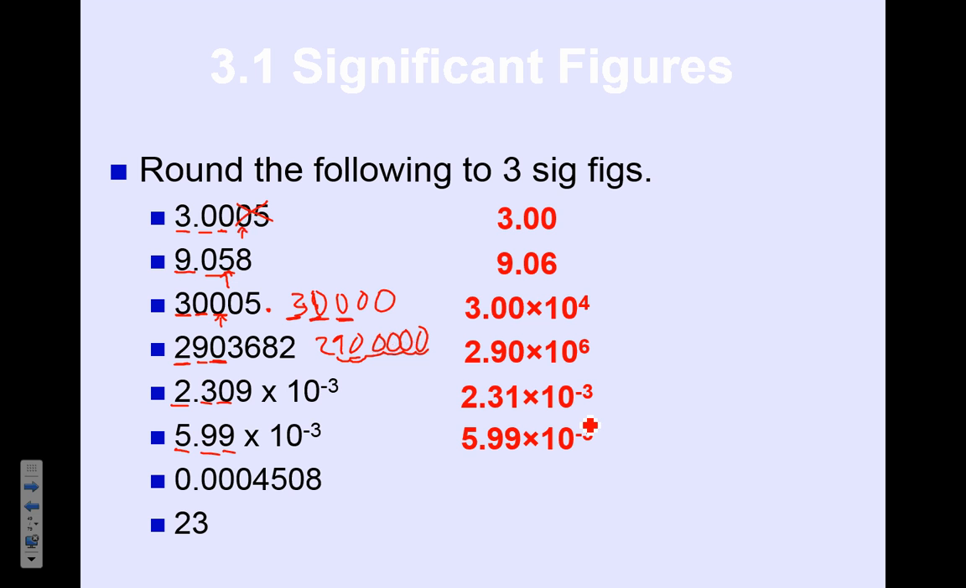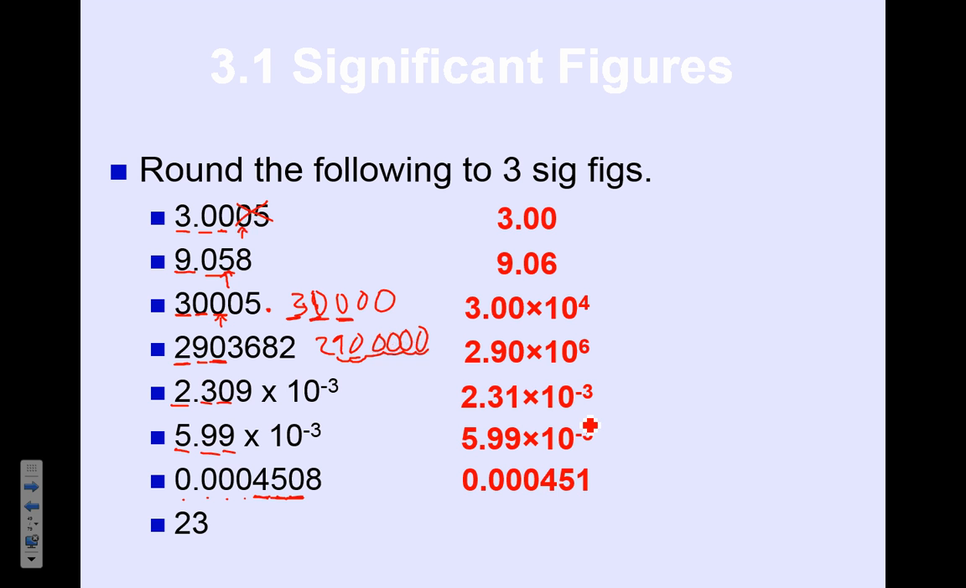Next one, none of these zeros count. So zeros at the beginning don't count. So I start counting here. 1, 2, 3. Next digit's an 8, so the 0 rounds up to a 1, and I get 0.000451. Didn't need scientific notation. I could put it in it if I wanted to, but I don't have to in this case because I can show that with 3 sig figs.